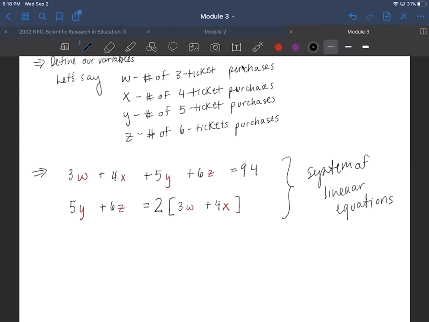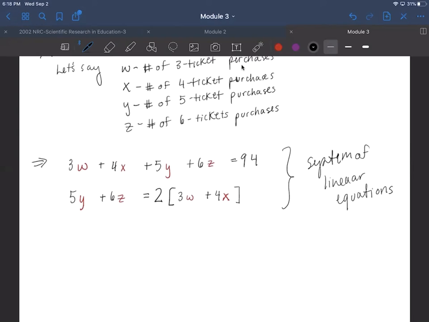Okay. So now we have our system of linear equations, okay? All right, and so now, remember, before we can turn it into a matrix, we need to make sure that we have all the variables on the same side, okay? So we're gonna rewrite our linear equations.